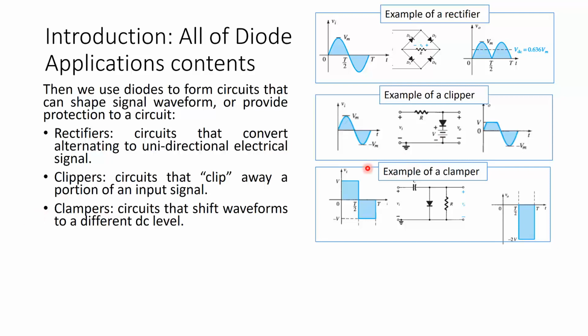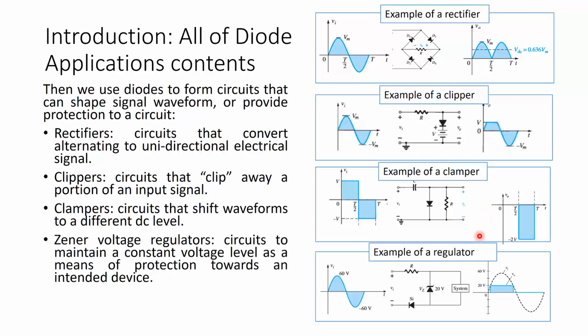Here, just for variety's sake, I have shown a square wave, and I've actually shifted the square wave so that the maximum goes from V down to 0, and the minimum goes from negative V down to negative 2V. So you've just shifted it up and down to a different DC level.